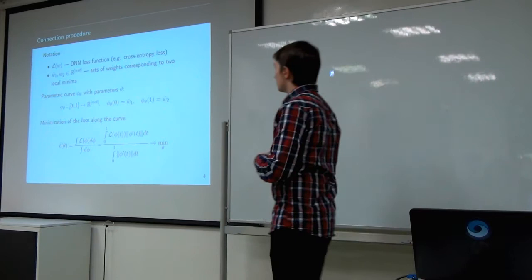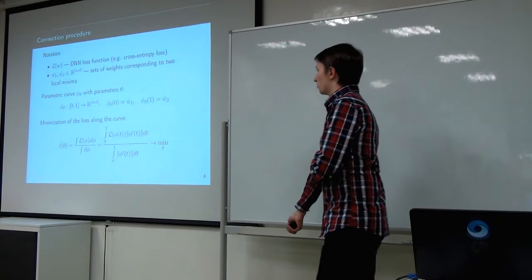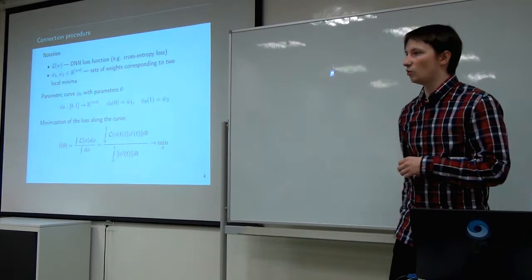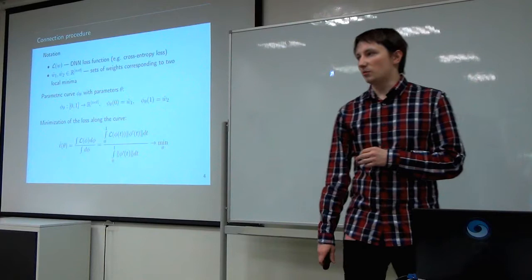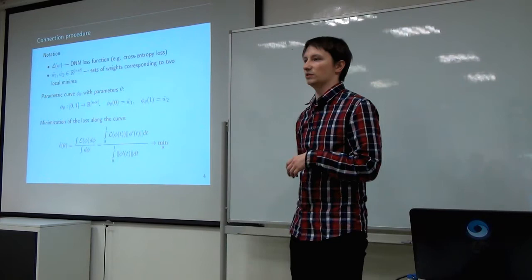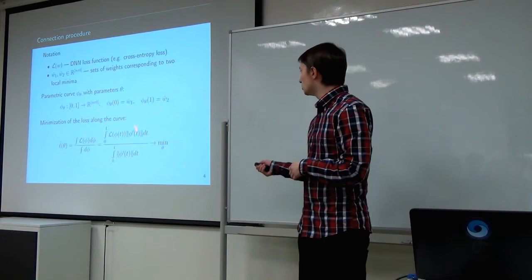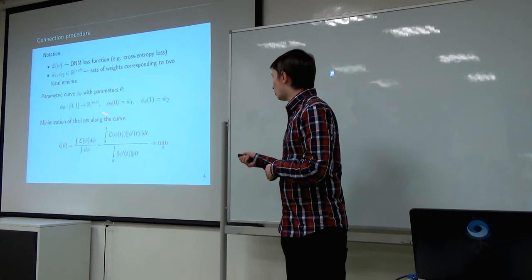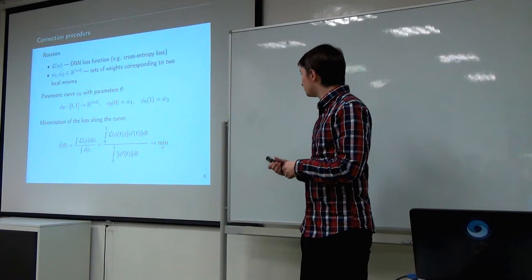Let's consider a deep neural network loss function. It could be the usual cross-entropy loss for classification. And let's say we obtain two local optima, W1 and W2, we want to connect. We define a path between these optima as a continuous curve phi with parameters theta. Phi is a continuous mapping from the segment between 0 and 1 to the weight space of the neural network. We want the path to connect the optima, so we want the path to hold this condition: phi of 0 equals W1 and phi of 1 equals W2.